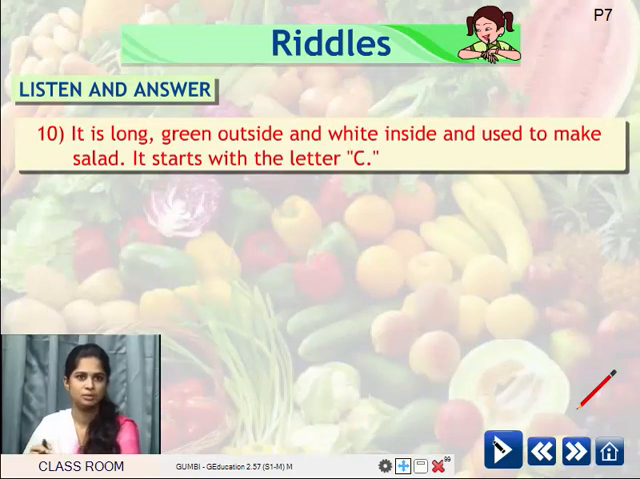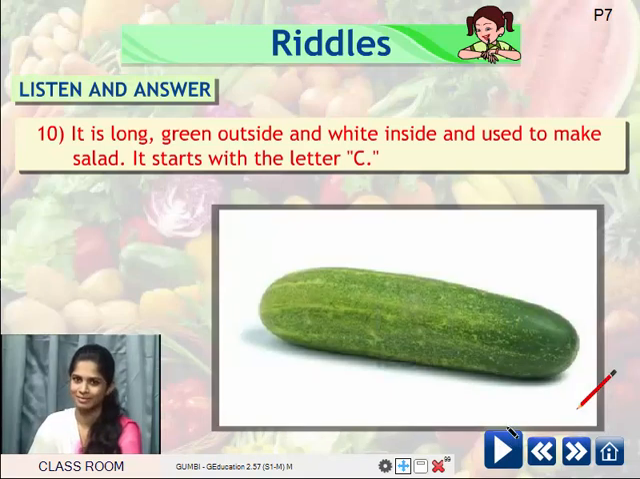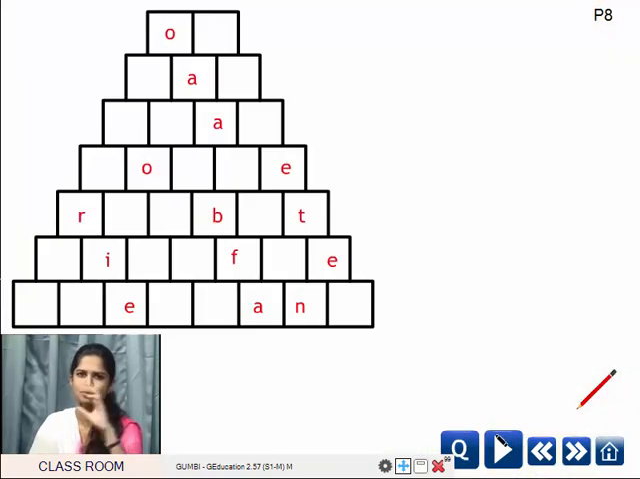The next riddle is, it is long, green outside and white inside and we use it to make salad. It starts with the letter C. What am I talking about? Yes, it's cucumber. So students, this was regarding riddles. You all enjoyed it, right? Now we'll do one more activity.